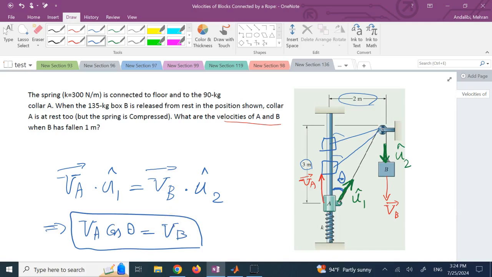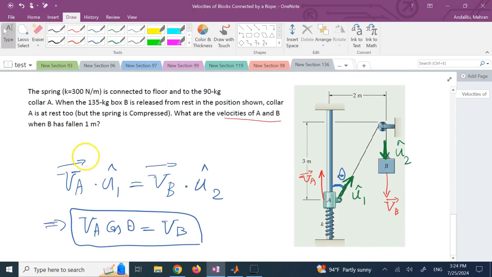And what is the cosine of that angle? Let me show you something interesting here, because the way I derive the relation between VA and VB in my class is a little bit different, and I'll show you how I do it, but you can also do it this way. So what is cosine of theta? Well, if you look at this right triangle here, clearly cosine theta is this distance, whatever it is, divided by the hypotenuse.